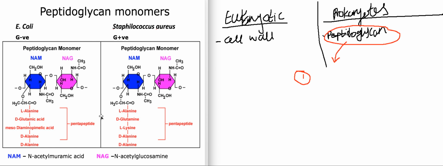And that bond there between the pentapeptide is what ensures structural integrity and really keeps the peptidoglycan, the cell wall of the prokaryotes or the bacteria, very strong.